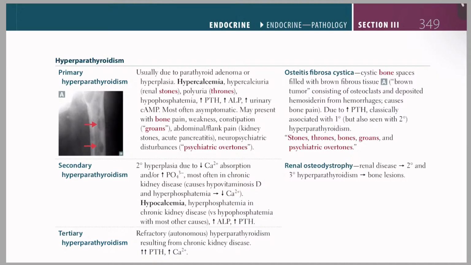Primary hyperparathyroidism: osteitis fibrosa cystica, cystic bone spaces filled with brown fibrous tissue. Shown in the image, a brown tumor consisting of osteoclasts and deposited hemosiderin from hemorrhages causes bone pain due to increased PTH, classically associated with primary but also seen with secondary hyperparathyroidism. Stones, thrones, bones, groans, and psychiatric overtones.